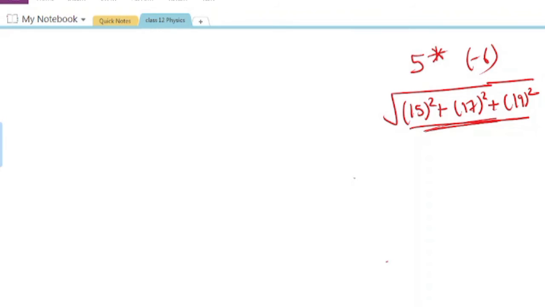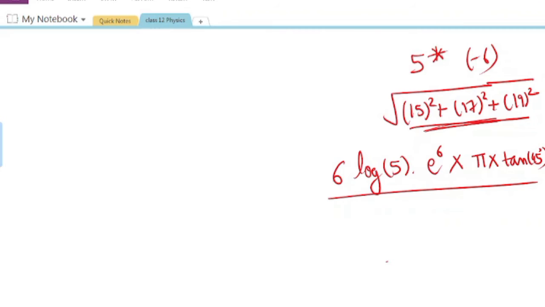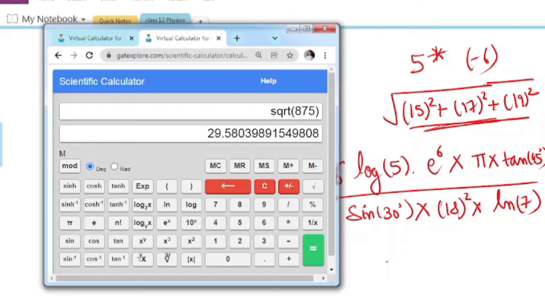Your last example will be: find log 5 into e power 6 into pi into tan 45 degree into 6, divided by some terms: sine 30 degree and 18 square into ln. So how can you solve this question in just one single step?